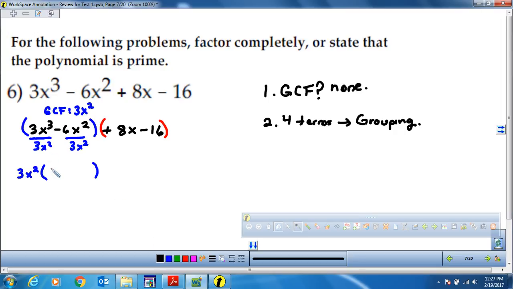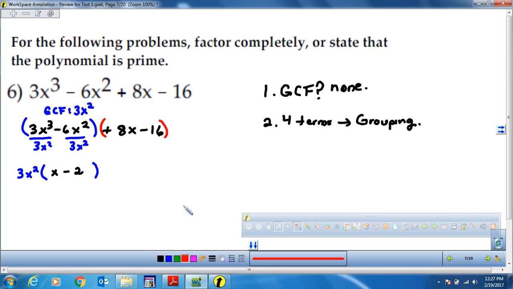3x cubed divided by 3x squared is x, or in other words, 3x squared times x equals 3x cubed, right? Negative 6x squared divided by 3x squared is negative 2, or you can say 3x squared times what gives me negative 6x squared is negative 2.